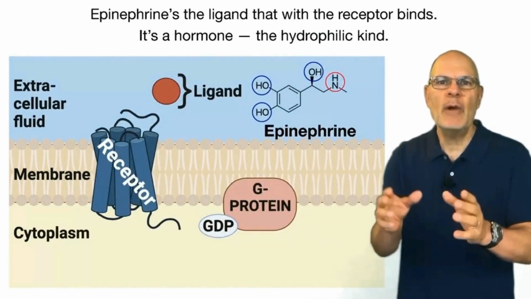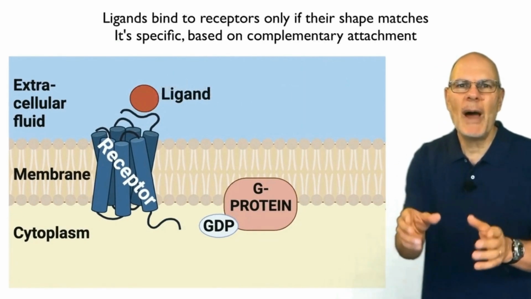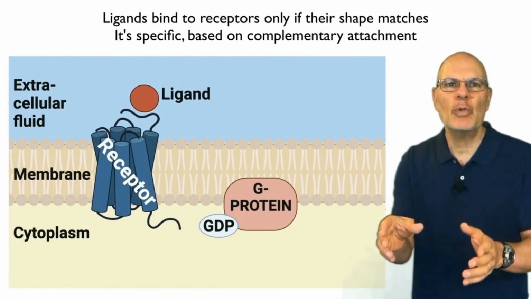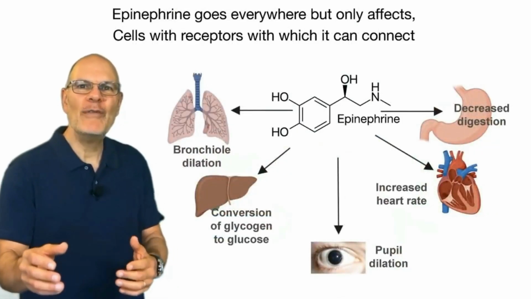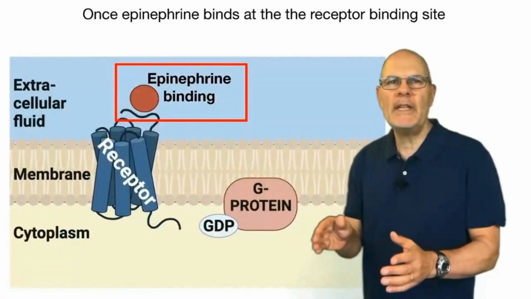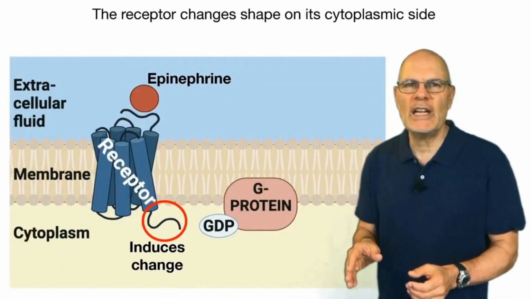Epinephrine's the ligand that with the receptor binds. It's a hormone, the hydrophilic kind. Ligands bind to receptors only if the shape matches, it's specific, based on complementary attachment. Epinephrine goes everywhere but only affects cells with receptors with which it can connect. Once epinephrine binds at the receptor binding site, the receptor changes shape on its cytoplasmic side.